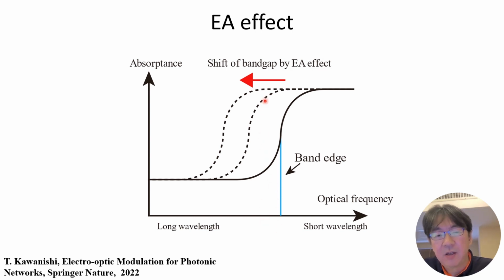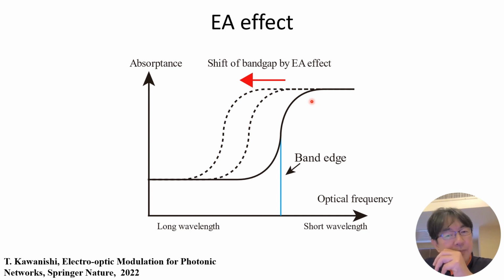So if we put an optical signal along here, wavelengths along here, we can change the amplitude of output because absorptance depends on the applied voltage. This is the principle of EA modulator. The EA effect offers very fast optical modulation, and we can make very compact optical modulators. So they are commonly used for compact transmission devices.